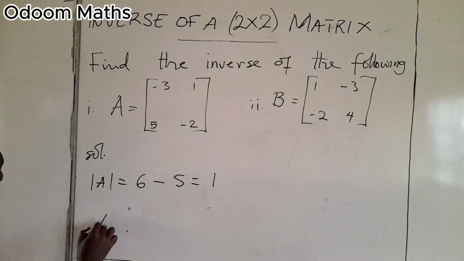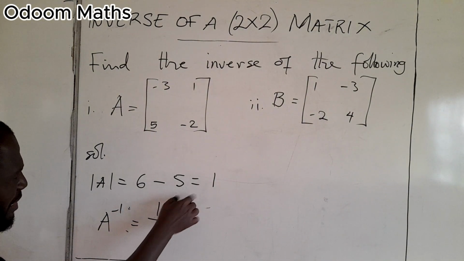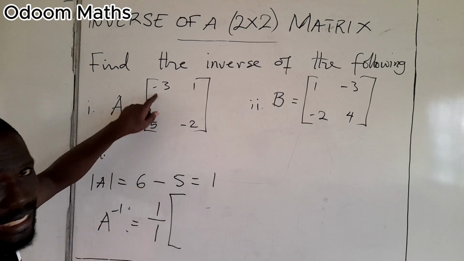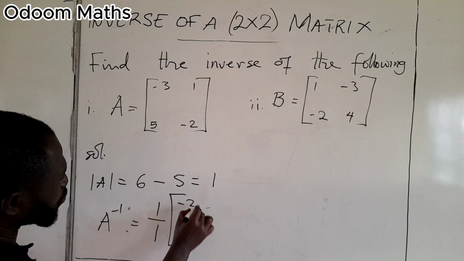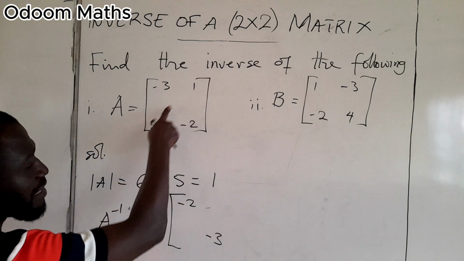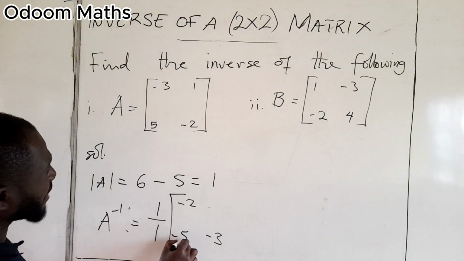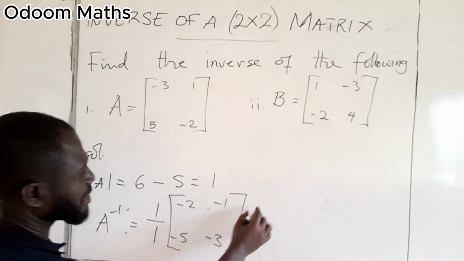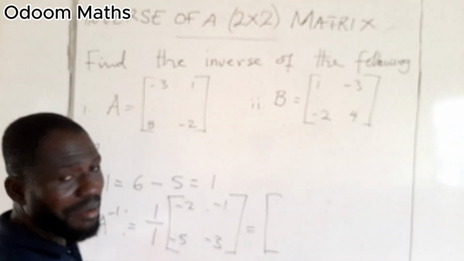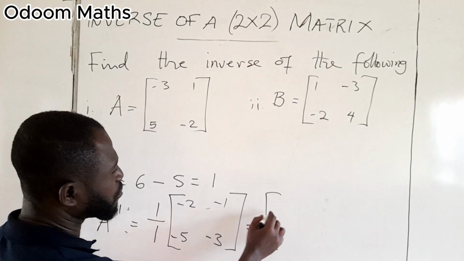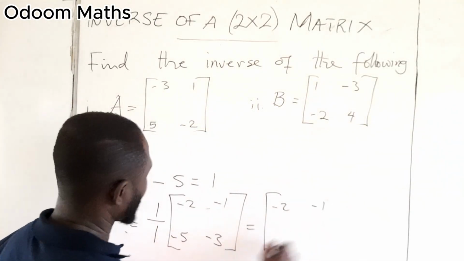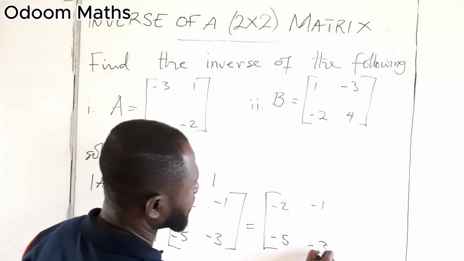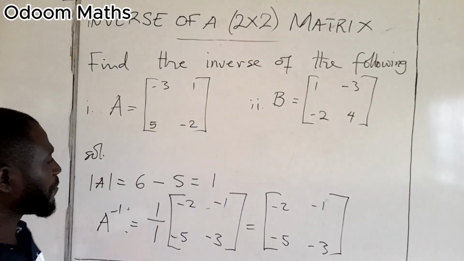Now A inverse becomes 1 over the determinant, which is 1, times the matrix where we interchange the positions of the leading diagonal, so negative 2 here and negative 3, and then we negate the elements of the other diagonal, so negative 5 and negative 1. Then we multiply. 1 times any number is the number itself. So 1 times negative 2 is negative 2, 1 times negative 1 is negative 1, 1 times negative 5 is negative 5, and 1 times negative 3 is negative 3. So that is the first answer.